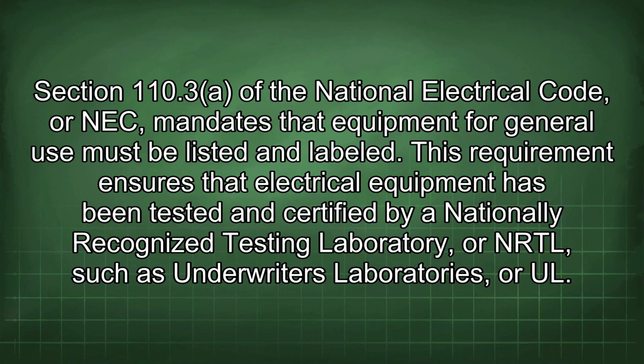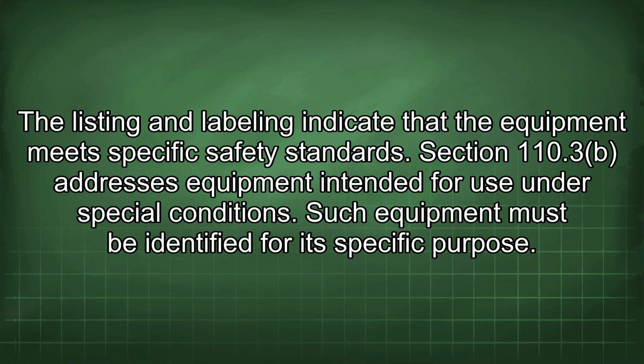Section 110.3 of the National Electrical Code, or NEC, mandates that equipment for general use must be listed and labeled. This requirement ensures that electrical equipment has been tested and certified by a nationally recognized testing laboratory, or NRTL, such as Underwriters Laboratories, or UL. The listing and labeling indicate that the equipment meets specific safety standards.